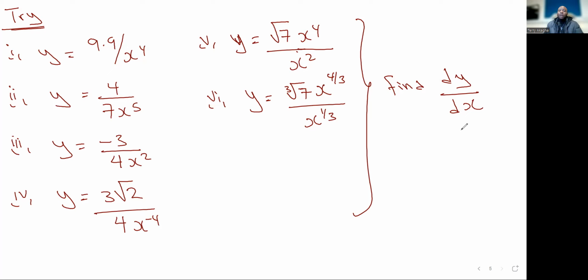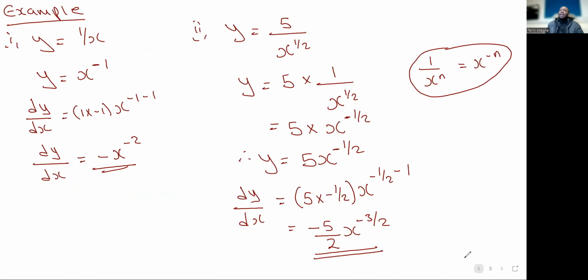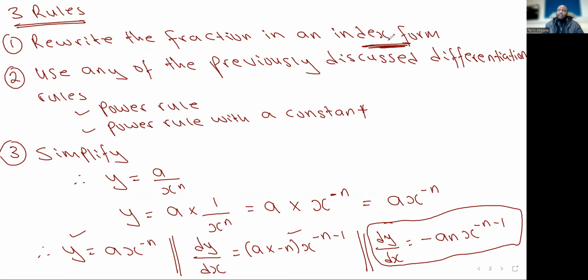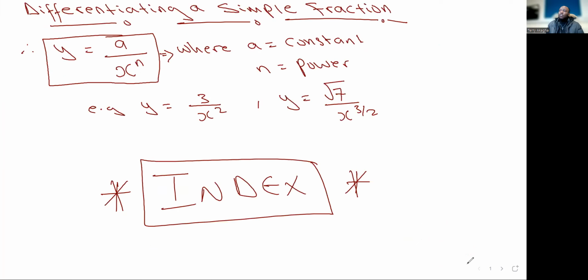All right, so we've talked about how to differentiate a simple fraction. The first thing that you have to keep in mind is that you have to first rewrite the fraction in an index form. After you've done that, you then have to use the power rule or the power rule with a constant or any of the differentiation rules we've talked about. Then after you've done that, you can simplify.